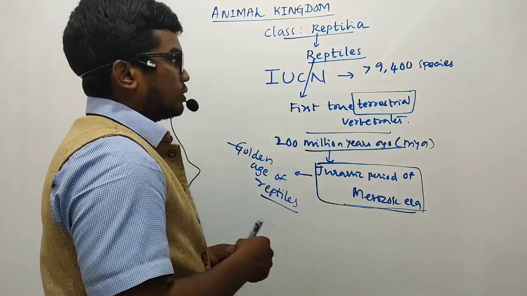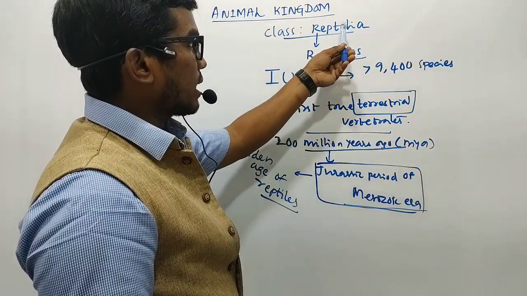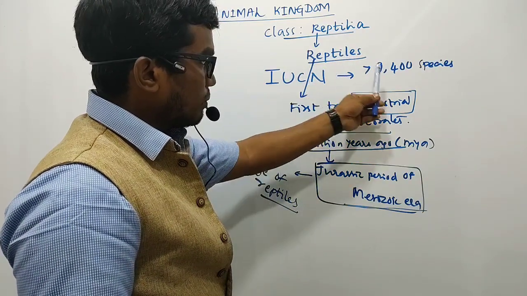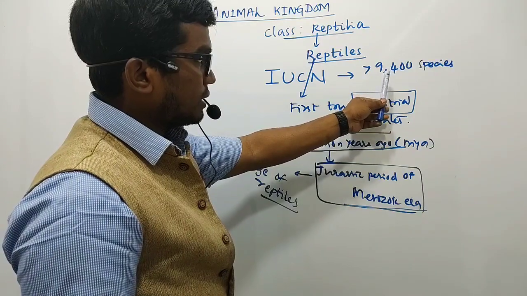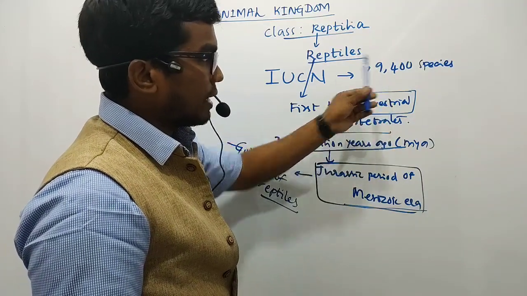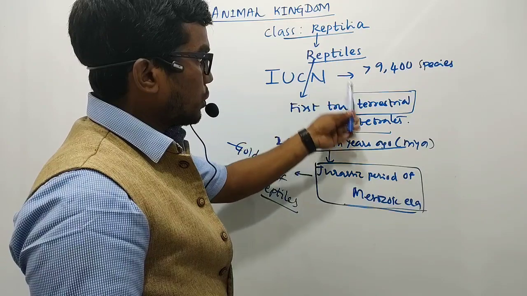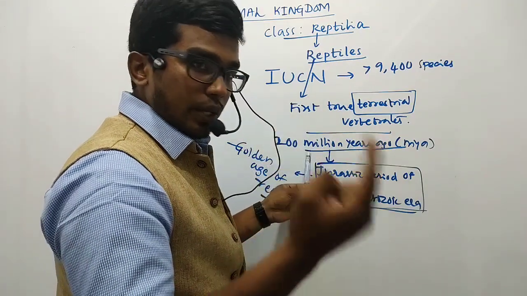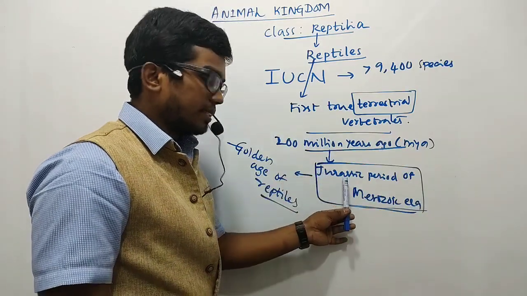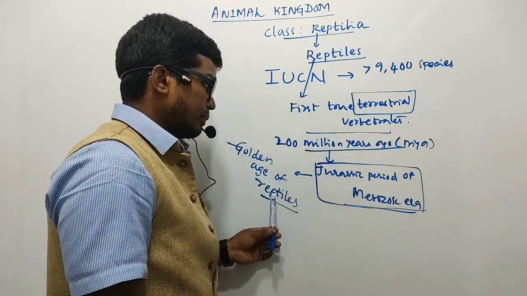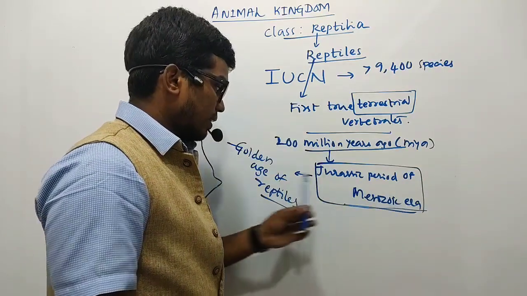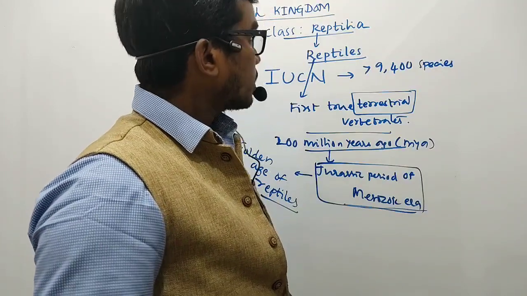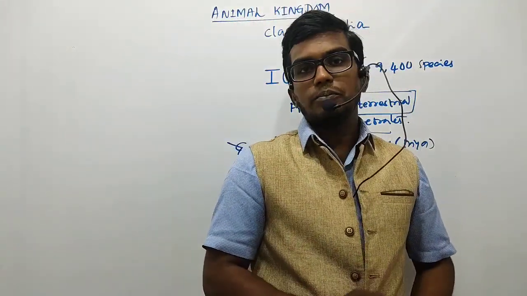Dear students, remember, the animals belonging to the class Reptilia are referred to as reptiles. According to IUCN, more than 9400 species are present around 2011 and 12. They are the first true terrestrial vertebrates. Around 200 million years ago, they dominated the earth during the Jurassic period. In fact, that period or Mesozoic era is referred to as the golden age of reptiles. So this is the introduction about the class Reptilia.